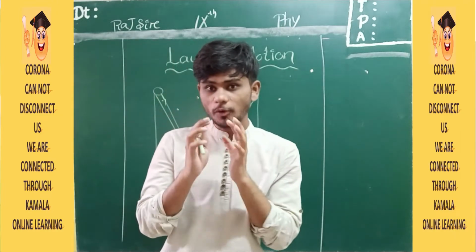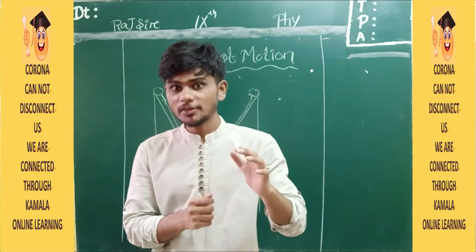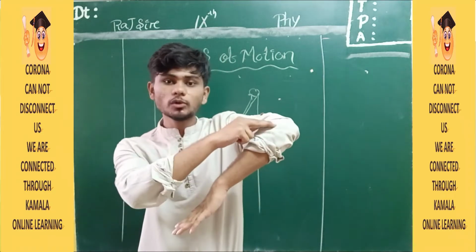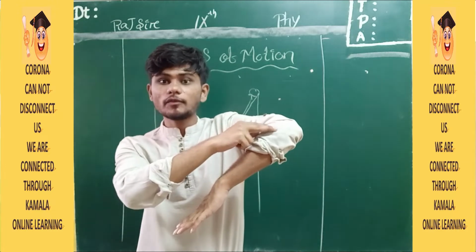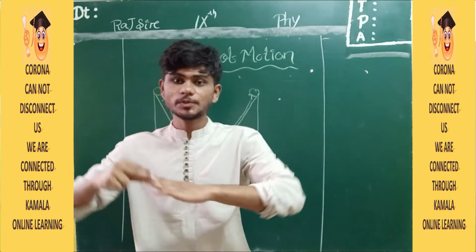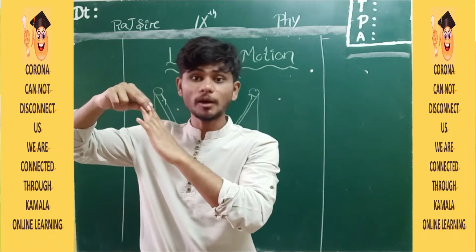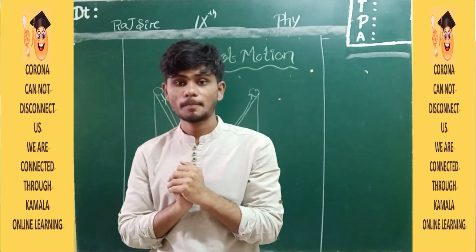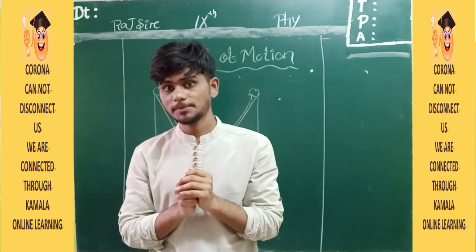Right? So from here he concluded that if the surface is inclined downward, then the motion will be what? Faster. If the surface is inclined upward, then the motion will be slowed down. This is the important thing he has observed.